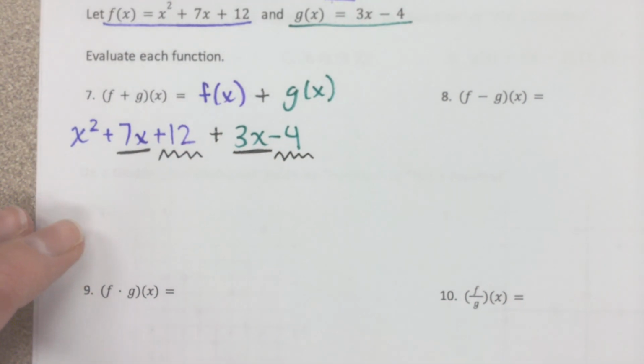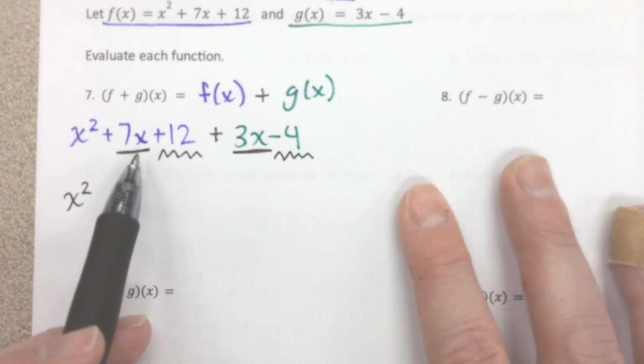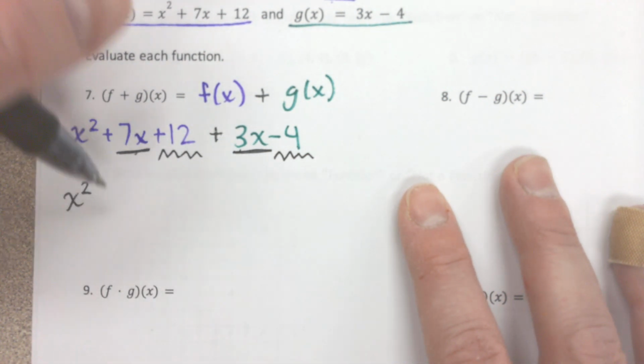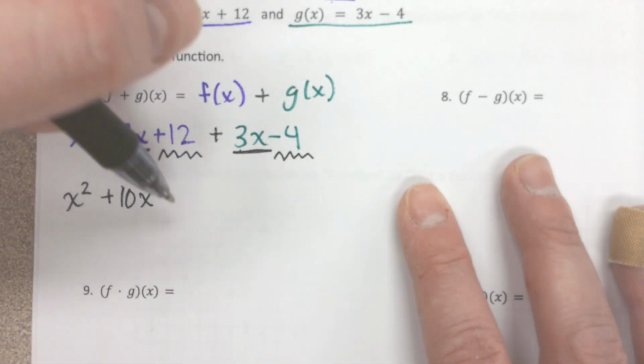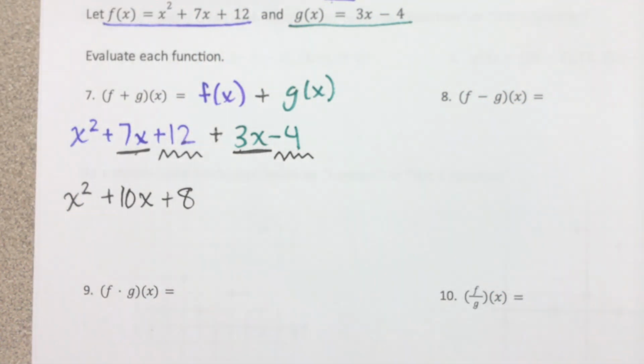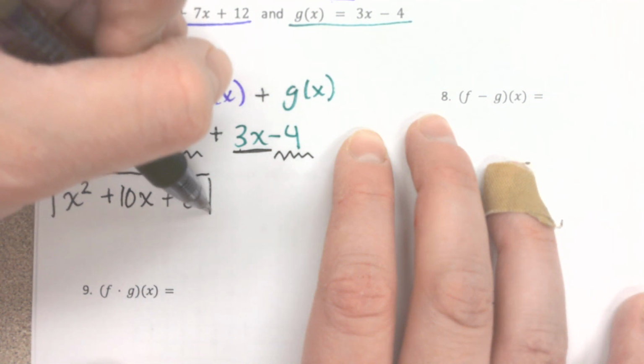X squared is just going to come down. We have x squared, 7x plus 3x, that's 10x. 12 minus 4, that's plus 8. And that's all we can do.